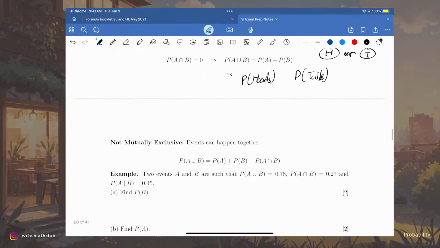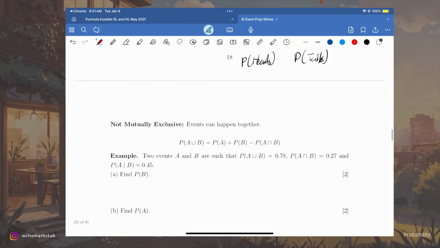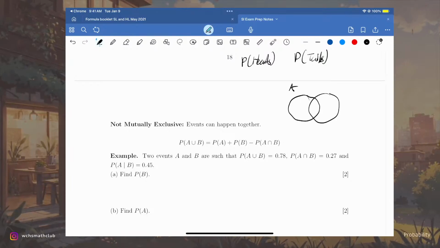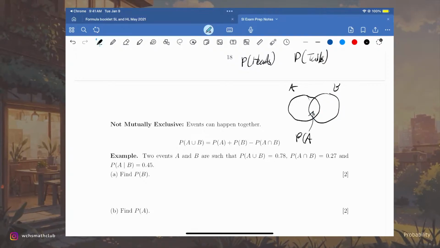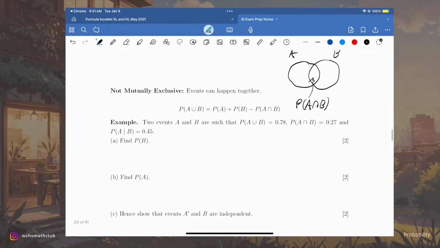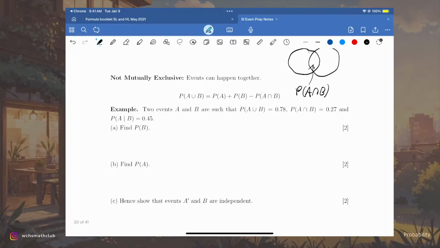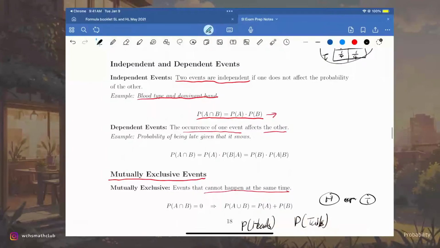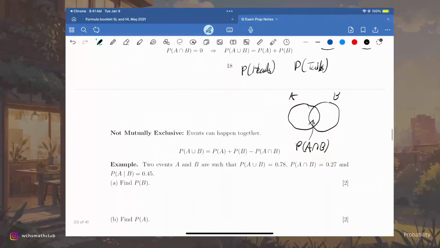And then not mutually exclusive, same idea, just the opposite. Events that can happen together. In this case, you can draw a Venn diagram: event A, event B, and then the middle section would be A and B. Right now we're just going to go over an example involving everything we've discussed before: independent, dependent, mutually exclusive, that kind of stuff.